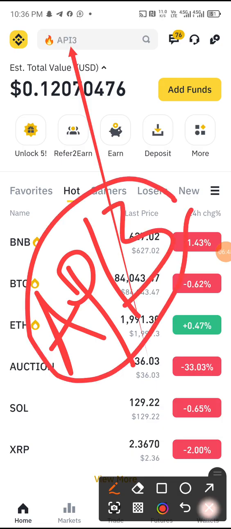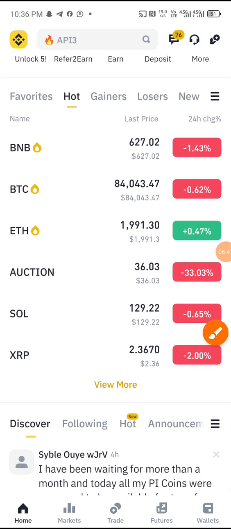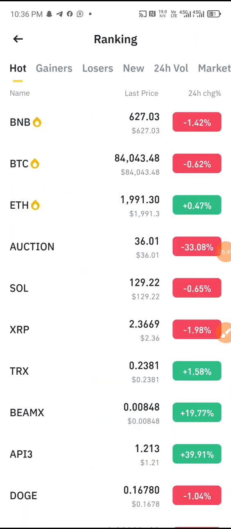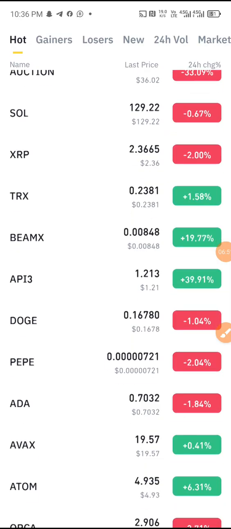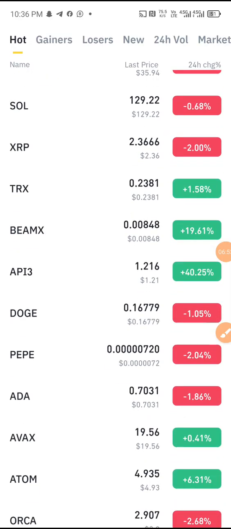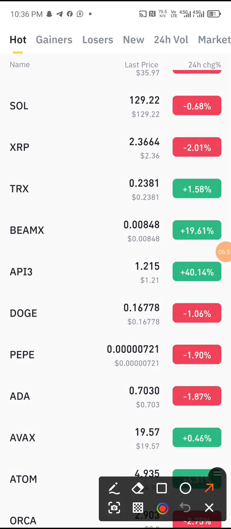Okay, so AP13 is actually not here. You can click on more. AP13 is actually not here, so what do we need to do? You can see here, AP13 is here. You click on more to search for AP13.